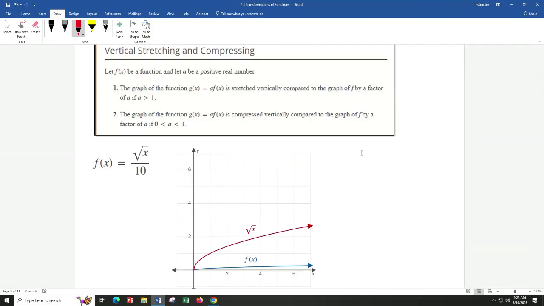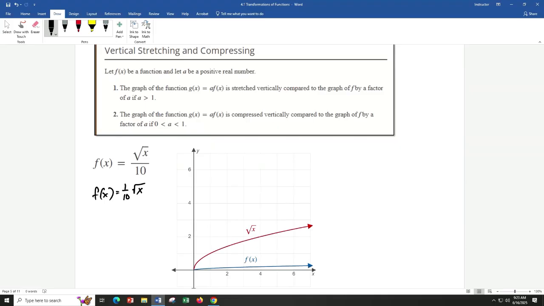I want to rewrite this one because I really want you to start understanding what you're actually seeing. Notice you have the square root of x over 10, but that could also be written like this. f of x is equal to 1/10 square root of x. Remember you can pull that out. Look what it says here. The graph of the function g of x equals a of f of x is stretched vertically compared to the graph of f by a factor of a if a is greater than 1. So if a is greater than 1, it's going to stretch that guy.